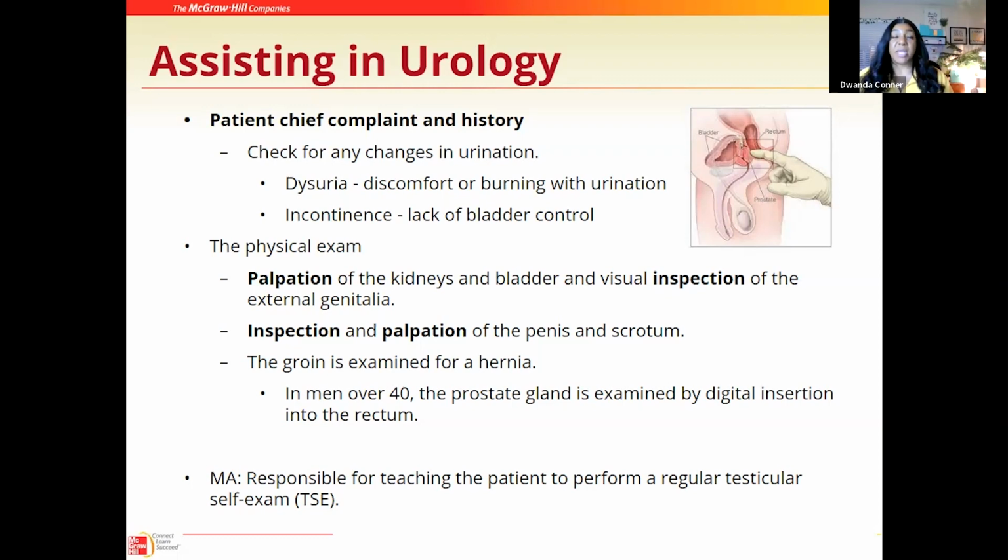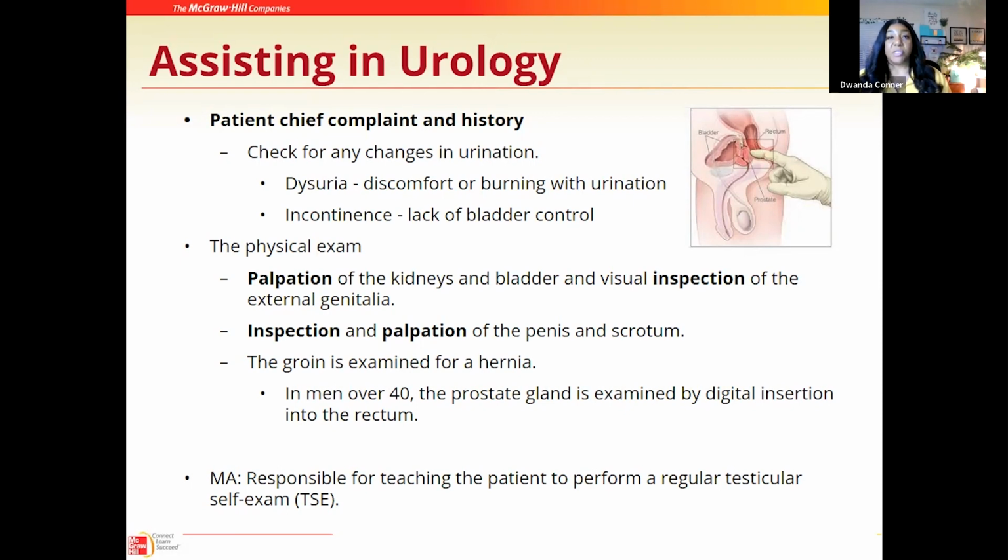Do they have any pain or discomfort with urination? Are they suffering from lack of bladder control, which is called incontinence? All of those would be great qualifying questions for a chief complaint, which we would document. And if the patient has zero complaints that relate to any of these questions, we could at least document that we did ask and that they have zero complaints.